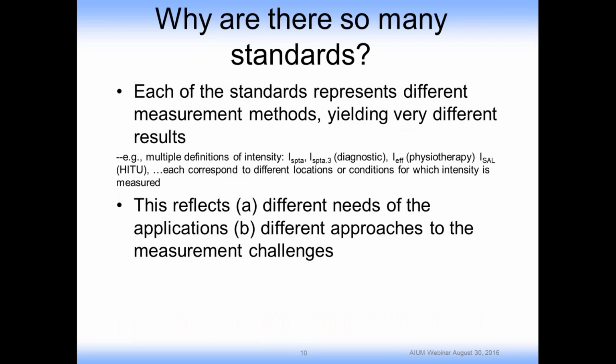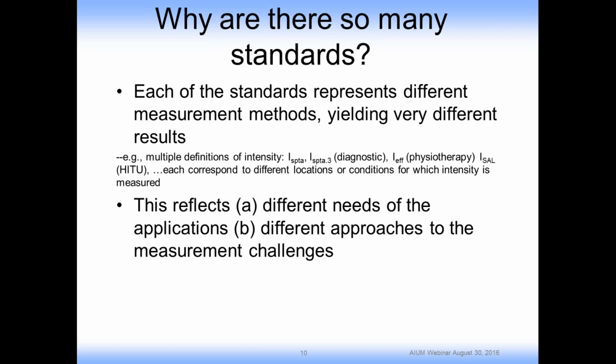I want to take a minute to discuss why there are so many standards. Well, each one applies to different applications, and although you could say that the underlying physics is the same, for example, for intensity, each one specifies the conditions for measuring intensity slightly differently. For example, in diagnostic, we have a derating factor that is developed for diagnostic imaging, and we have an interest in measuring the spatial peak temporal average there for diagnostic. In physiotherapy, it refers to an effective intensity, which is an intensity averaged over the surface of the device. In HITU, as we'll discuss, there's another introduction of a new intensity parameter, which is SAL, which is another type of averaging that we'll discuss.